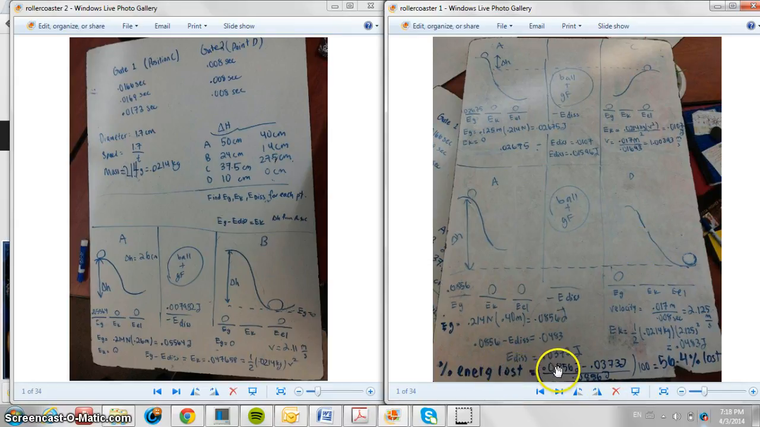So we got to calculate the total percent of energy lost, we have our gravitational potential energy at point A minus the E dis from point A to D that we calculated using our Ek from point D, and all over the total gravitational potential energy from point A, and multiplying that times 100, and we get 56.4% of the total gravitational potential energy was lost. And there you go.